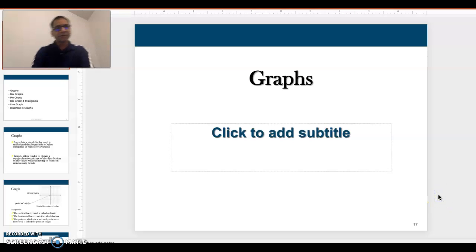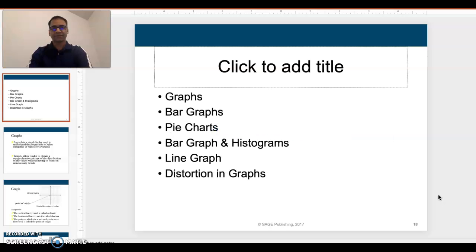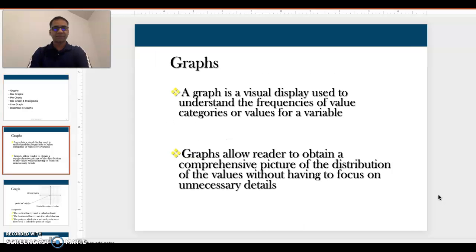Hello all. So this is the second part of this video on frequency and graphs. Here we'll look at graphs: bar graphs, pie charts, histograms, line graphs, and distortion in graphs. A graph is a visual display used to understand the frequency of value categories or values of variables.